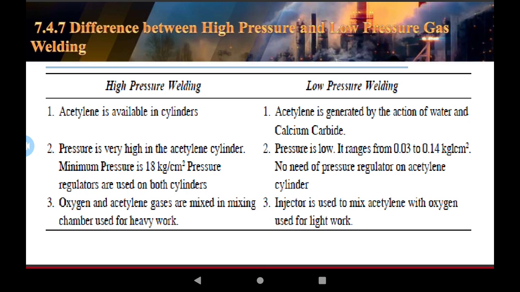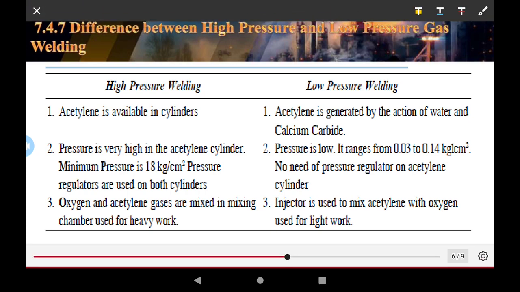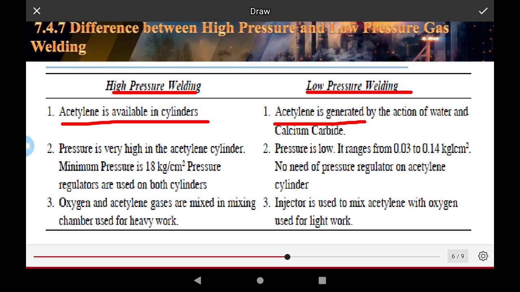Difference between high pressure and low pressure gas welding. This is a high pressure and this is a low pressure. In high pressure, the acetylene is stored in the cylinder, and acetylene is generated by the action of water and calcium carbide. Pressure is very high.